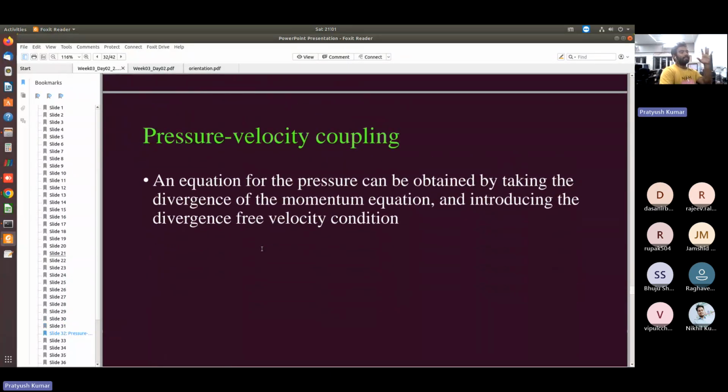Now let's see the derivation, the actual derivation. This was just a simplification in the form of the matrix. Now we can see the actual derivation for the pressure velocity coupling.